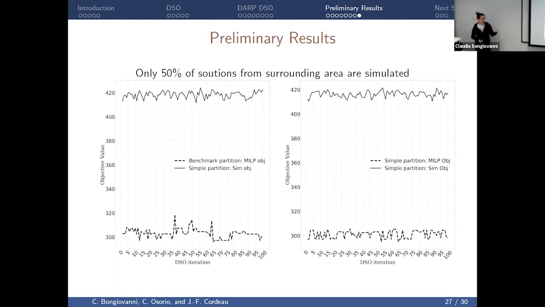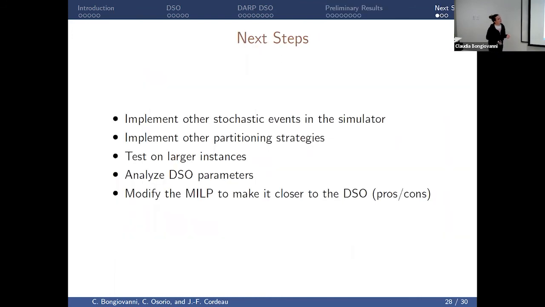So this was just an example of a simple partitioning mechanism that we could do using MILP information instead of, say, LP information. But there are a lot of next steps. This is ongoing work. Of course, I should be implementing more stochastic events in the simulator. For now, I only have the arc delays as I showed you, but there are many other stochastic events that should happen and that will bring nonlinearity in the estimation of the objective function. I should be testing more advanced partitioning strategies. Very important to test on larger instances. Otherwise, as we've seen, we cannot really see the benefit of using one or the other.